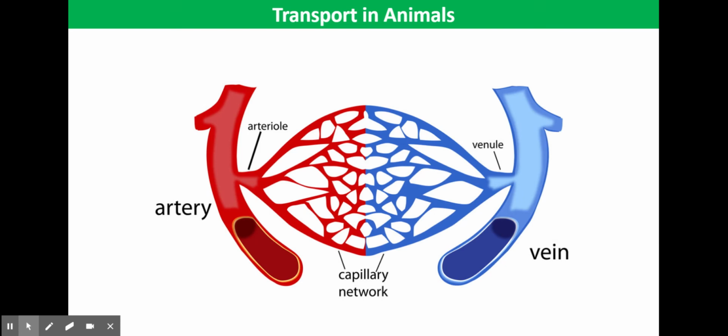The walls consist of a single layer of flattened endothelial cells. This reduces the diffusion distance for the materials being exchanged. The walls are leaky. They allow blood plasma and dissolved substances to leave the blood.